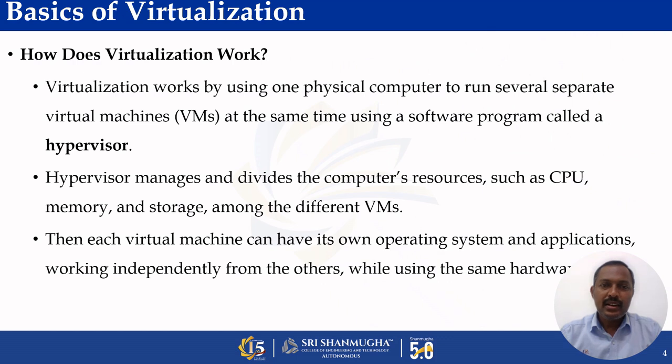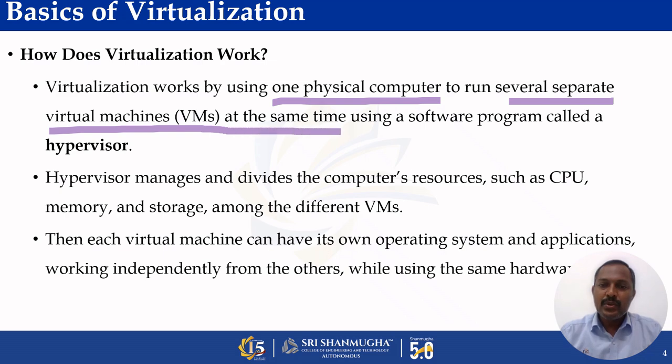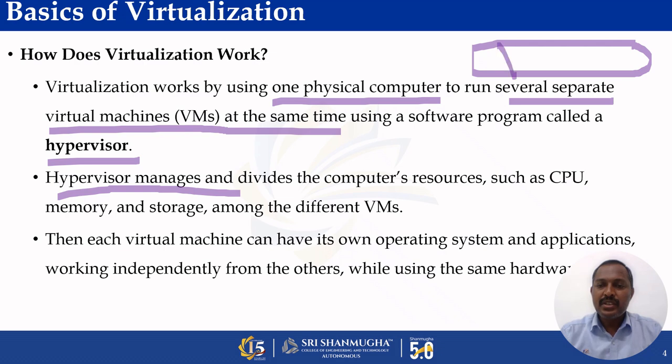The next, how does virtualization work? Virtualization works by using one physical computer to run several separate virtual machines at the same time using a software program called a hypervisor. So within a single physical computer, we try to run multiple computers or multiple software programs, multiple OSs, with the help of virtual machines. The hypervisor manages and divides the computer resources such as CPU, memory, storage among the different virtual machines.